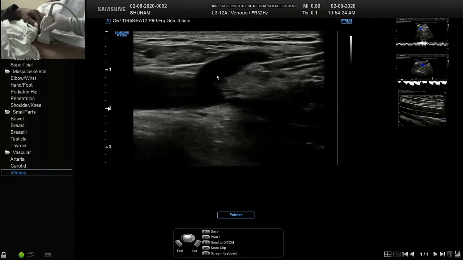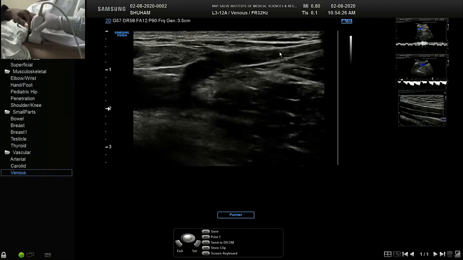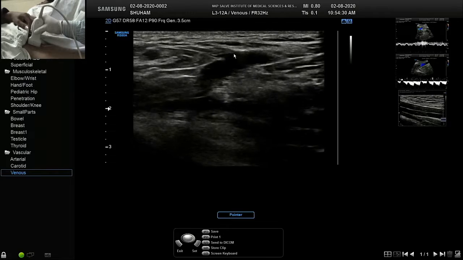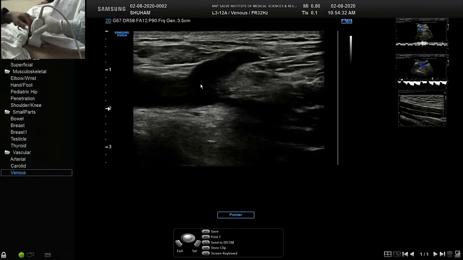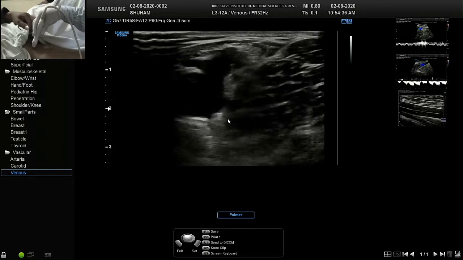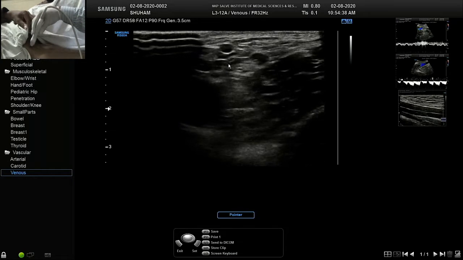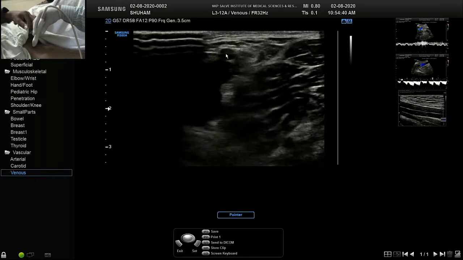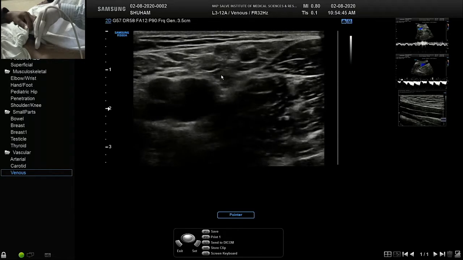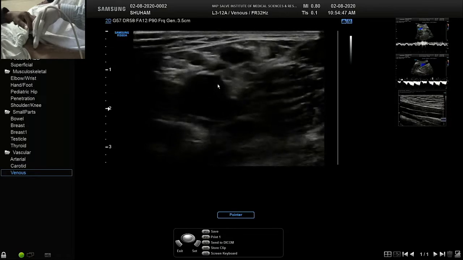If you see this in long section, this is the great saphenous vein, this is the epigastric vein, and that is a common junction here down. Same thing if you see in transverse section. If you come from above, that is the femoral vein, the epigastric vein is joining the GSV here, and you can see that there is a junction here.